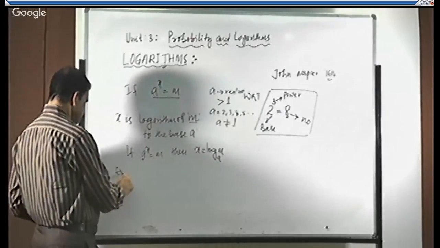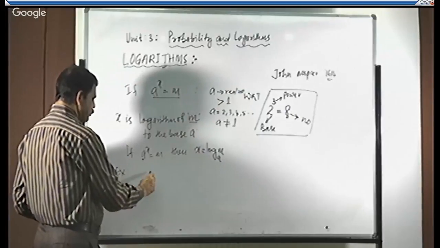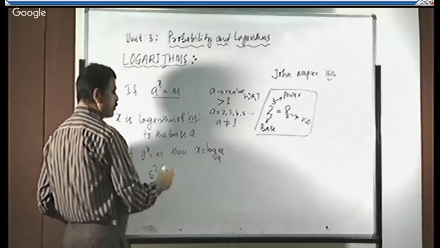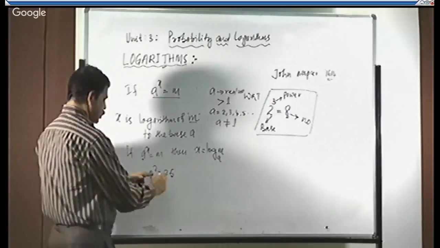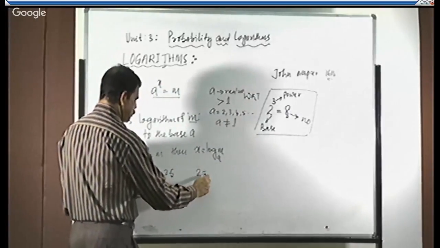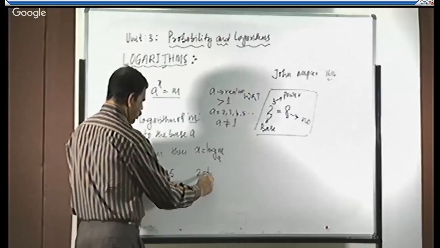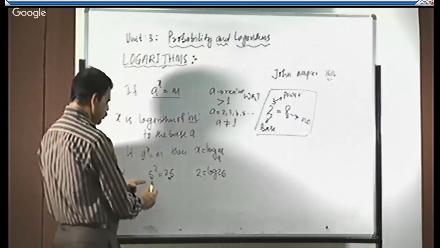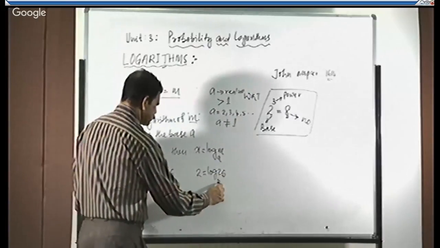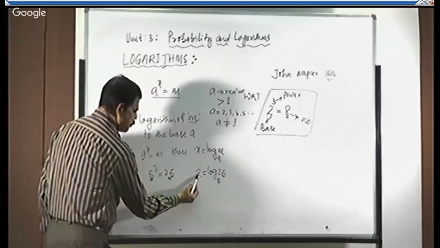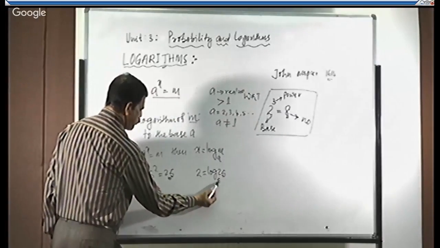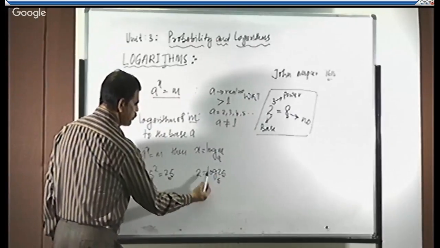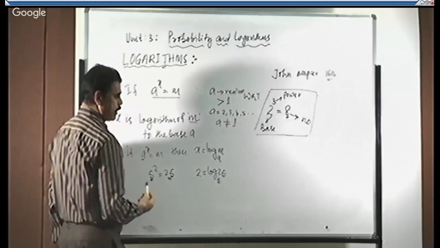See the example. 5 square is equal to how much? It is 25, right? You just write it in logarithm form. 2 is equal to logarithm of the number 25 to the base 5. So this will be the base, this will be the power. You will always get this value. 5 square is always 25.